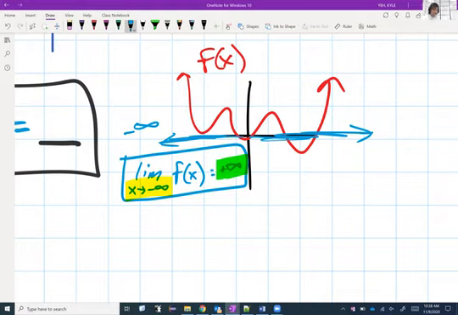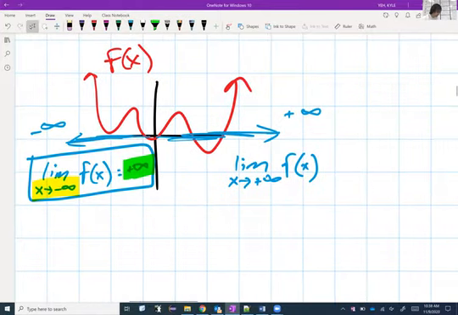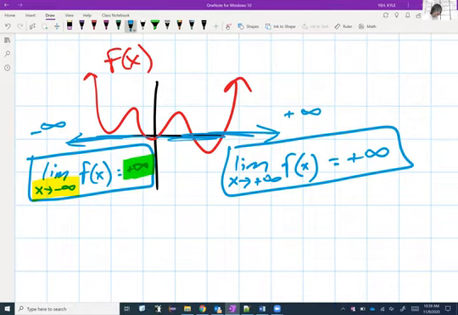Let's do the other side of the graph. I mentioned each one of these has 2 ends. So for end behavior, we're going to say, what about as the x's are going towards positive infinity? So the limit as x approaches positive infinity of f of x, it's also going up forever, right? So it would also equal positive infinity. The limit as x approaches positive infinity of f of x equals positive infinity.